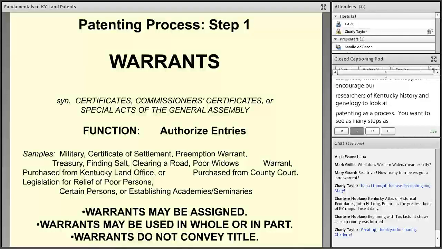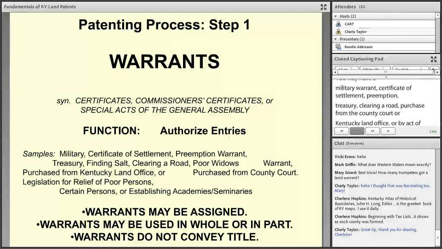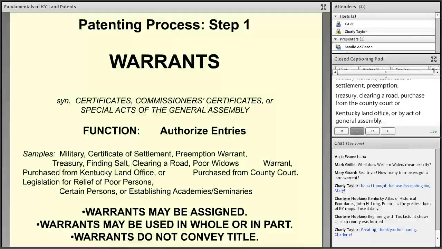The first step, the warrant. Synonym, certificate, commissioner certificates. And some patents are even authorized by special acts of the General Assembly. Their function is to authorize step two. You may have a military warrant, certificate of settlement, preemption, treasury, clearing a road, purchase from the county court or the Kentucky Land Office, or by act of General Assembly. A variety of warrants are used in the land patenting process in Kentucky. Not just for military service.